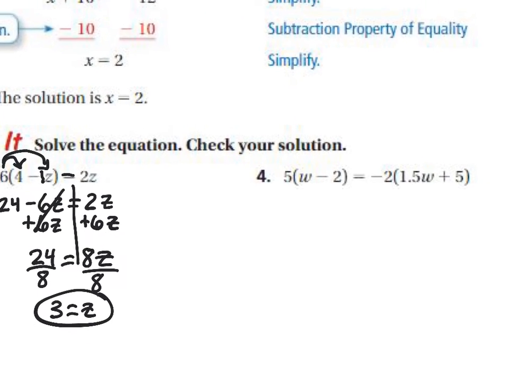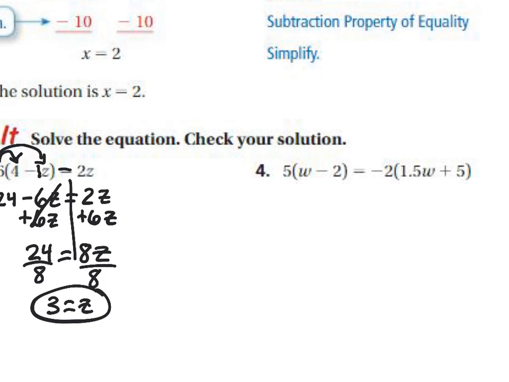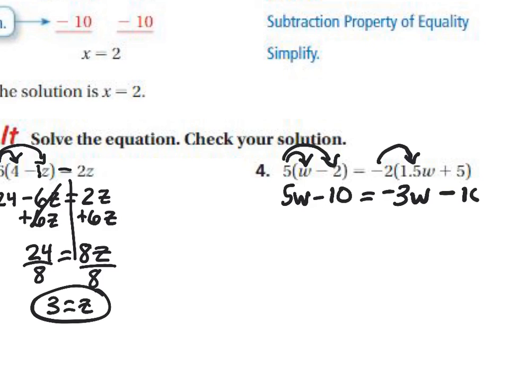Our last problem has decimals and a double distributive. So 5 times w is 5w. 5 times -2 minus 10 or plus a -10 equals -2 times 1.5. It's going to stay negative because the 2 is negative. 2 times 1.5 is 3, so -3w minus 10. -2 times 5 is 10.